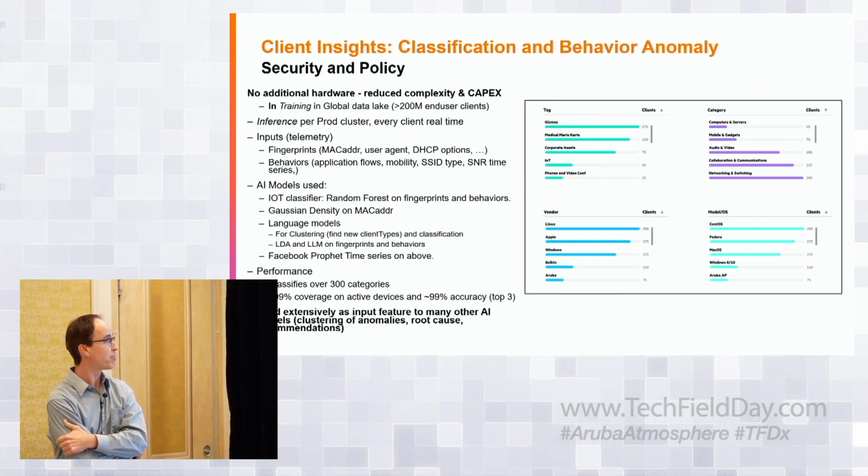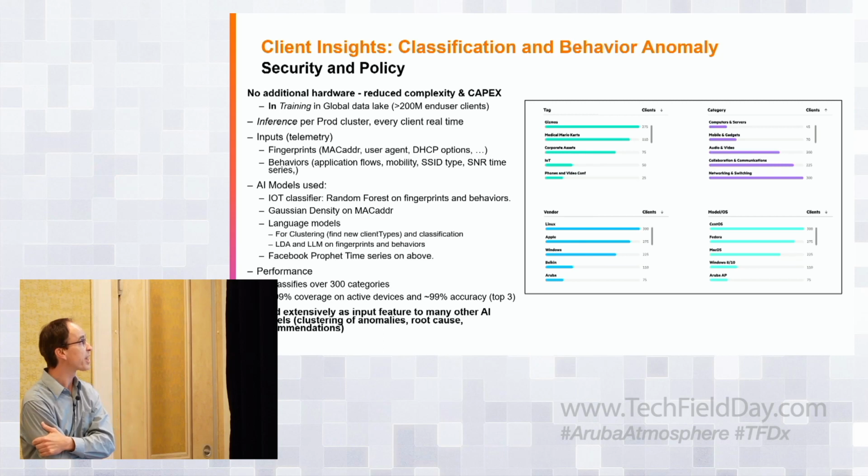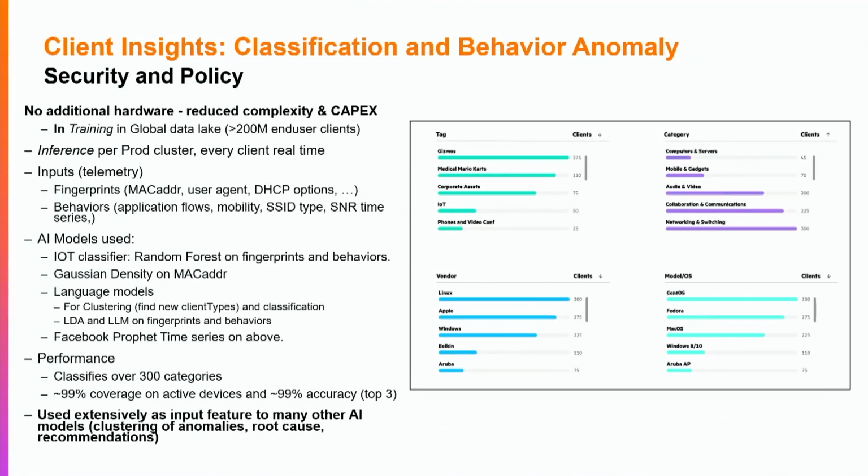So far it was just about model architecture. Now is the first use case. The first use case is around client insights, and this includes visibility, security, and policy, not in that order. Visibility first, policy second, security third. And the way we do this is you don't need additional hardware because all our HP Aruba devices actually have built-in fingerprint and behavior extractors.